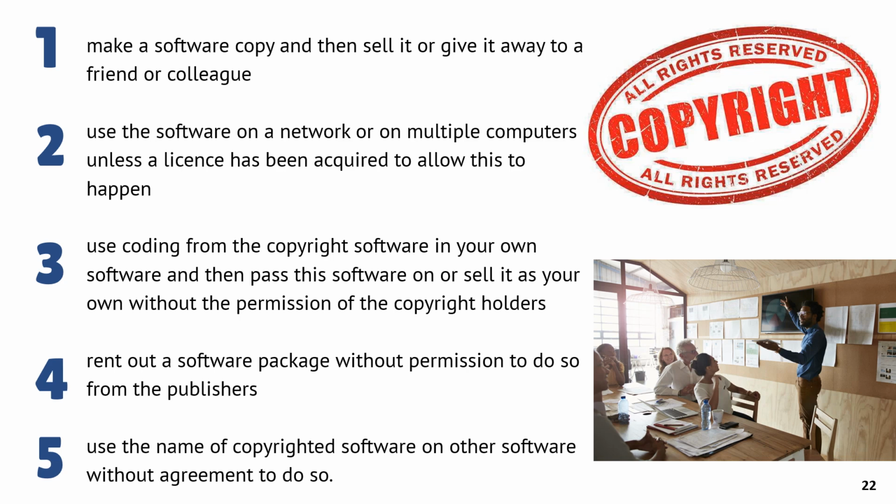It's illegal to make a software copy and sell it. It's illegal to use software on a network or multiple computers unless a license has been acquired. If you're sharing it on a network, it is illegal to use. It's also illegal to use other people's code. If you duplicate the coding from the copyright software, pass it on as your own software, and sell it as your own without obtaining permission from the copyright holder, it is wrong.